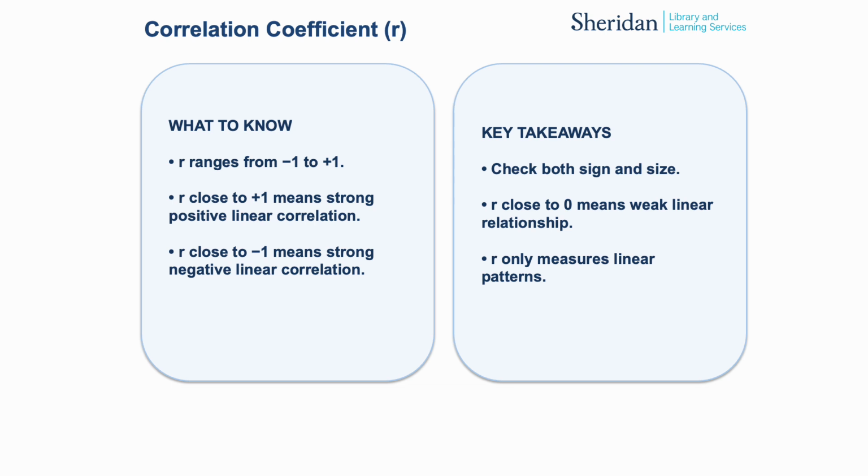In summary, the sign tells you the direction, the absolute value tells you the strength, and R only measures the linear relationship. These are the three key ideas you should remember about the correlation coefficient. Now that we know how to measure correlation, let's move on to one of the most important concepts in the chapter: why correlation does not imply causation.